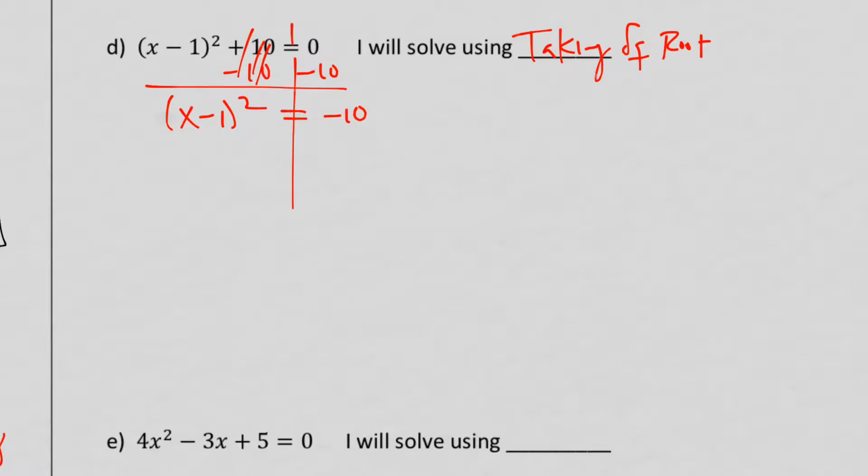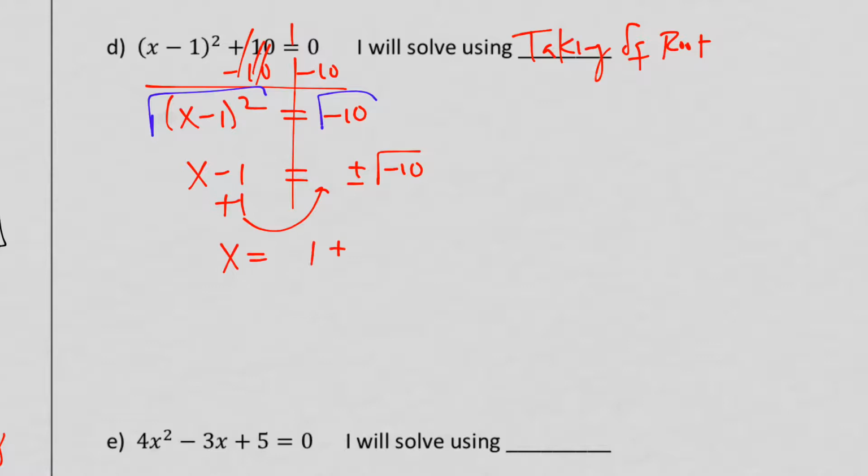And again, here to cancel the square, I'll take a square root. That leaves me with x minus 1 equals plus or minus the square root of negative 10. And to finish, I'm going to add 1 to both sides. So I get x equals 1 plus or minus the square root of negative 10. Now, in this example, when we have a negative and a square root, we really can't deal with that with our real numbers. So in this case, I can say that I have no real solutions.